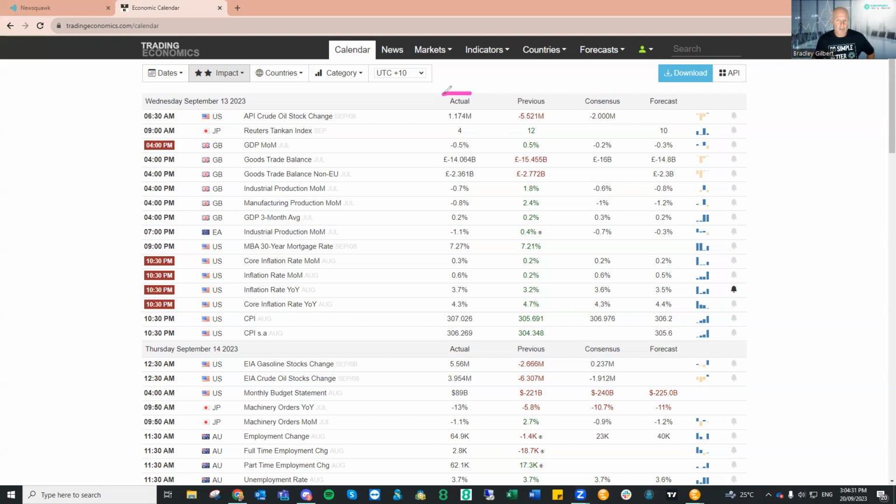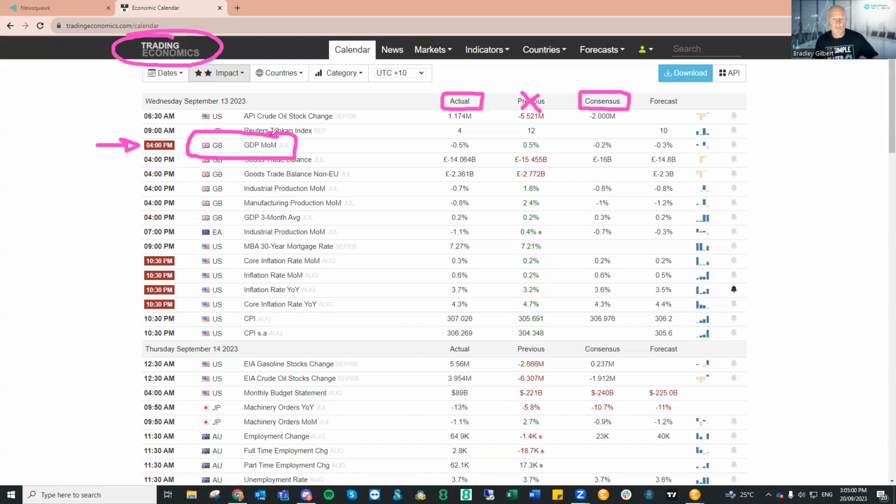Now, there's just two key components you need to understand: the actual and the consensus, otherwise called the expected number. The previous number doesn't really come into it. So I'm using Trading Economics here, a free service that you can access. Looking at the numbers, the ones highlighted in red are three-tier, very high impacting numbers, as you would expect from a GDP number.